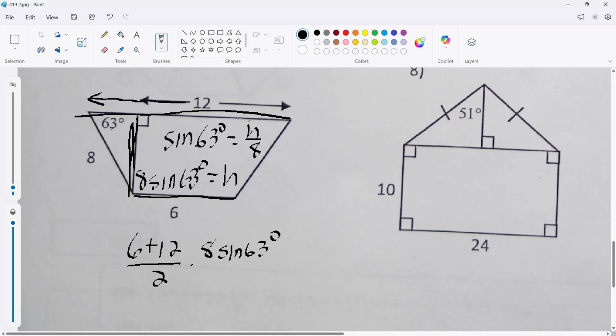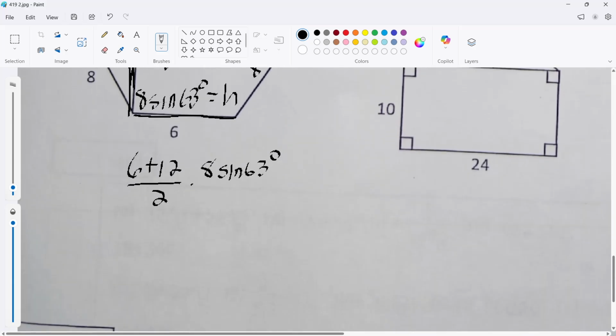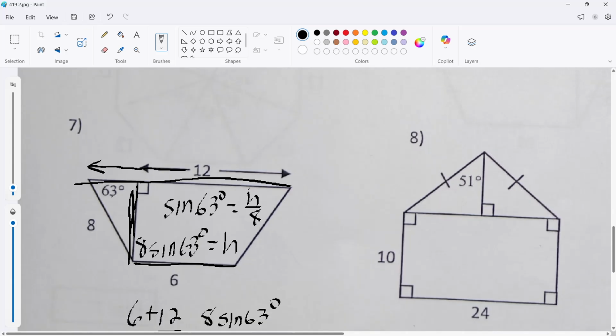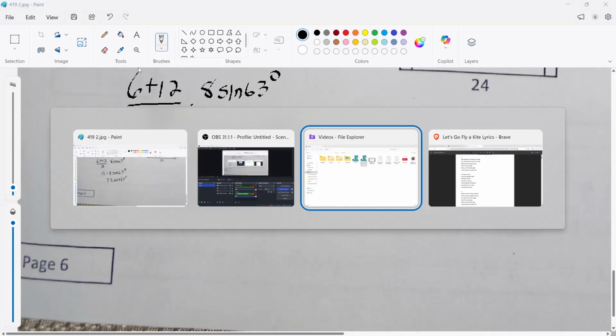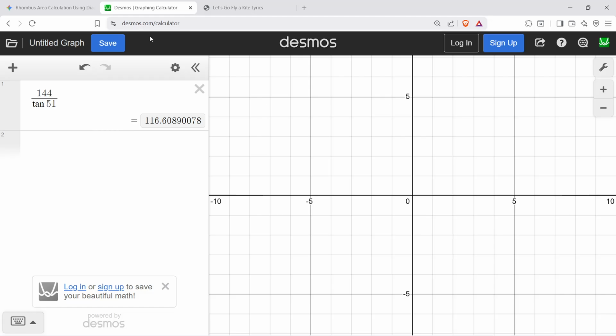So times height, 8 sine 63 degrees. 6 plus 12 is 18 divided by 2 is 9. 9 times 8 sine 63 degrees. 9 times 8, 72 sine 63 degrees. Now this doesn't ask for an exact answer. It doesn't have the asterisk. So I can put this in good old Desmos.